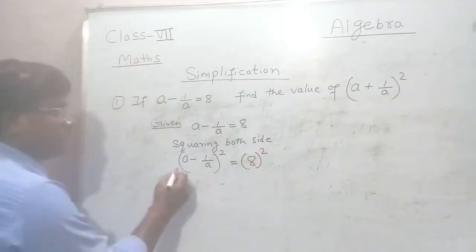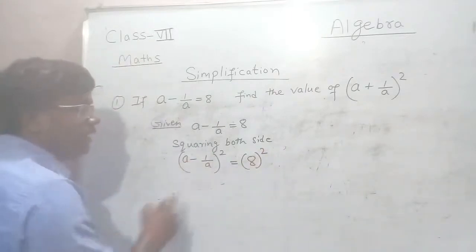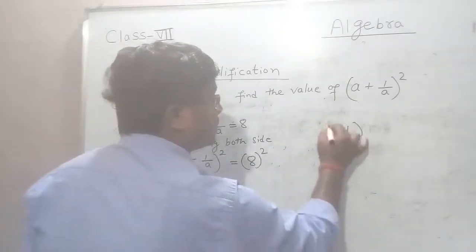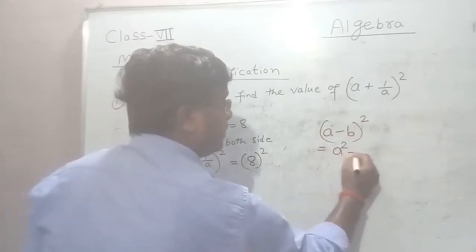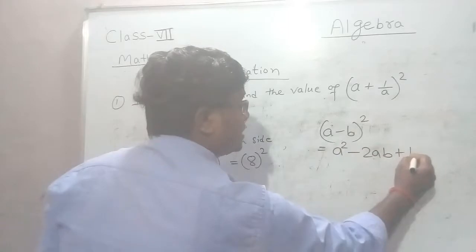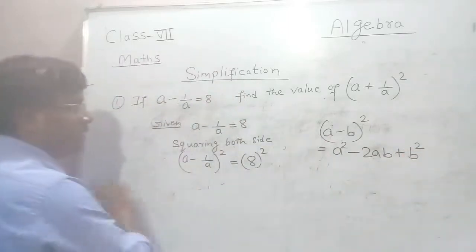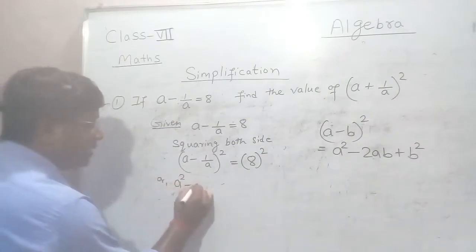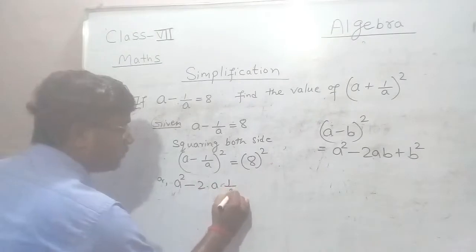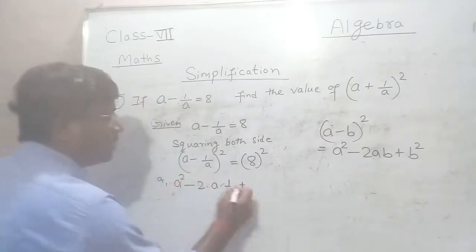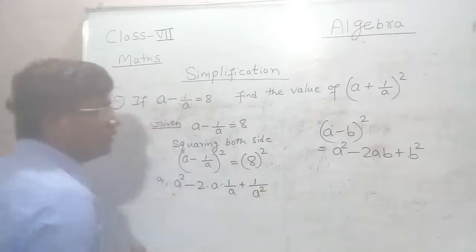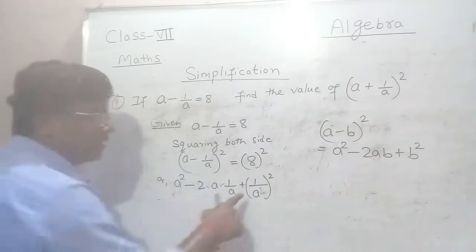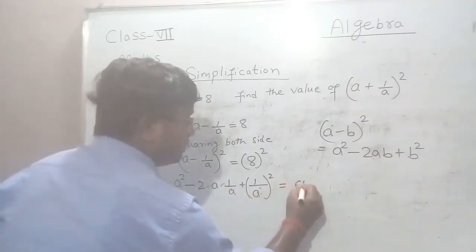So let's find the square. This will act as a, and 1 upon a as b, and we know the formula for (a minus b) whole square. What is the formula? a square minus 2ab plus b square. So in place of a there is a, but in place of b there is 1 upon a. So what formula do you get? a square minus 2ab plus b square is your (1 upon a) whole square. So I will write here 1 upon a square, you can write it like this also, is equal to 64.